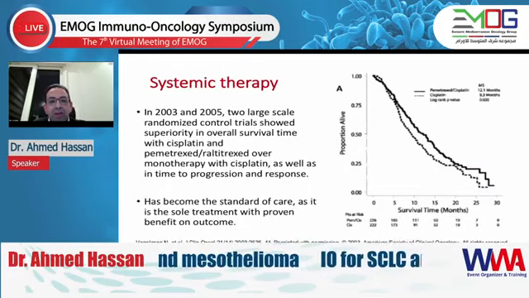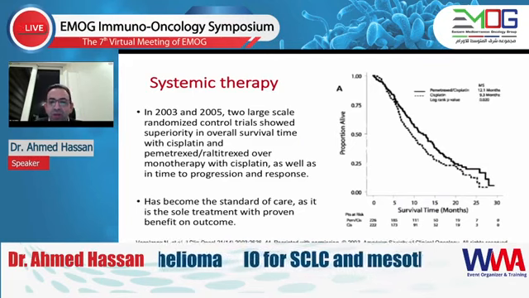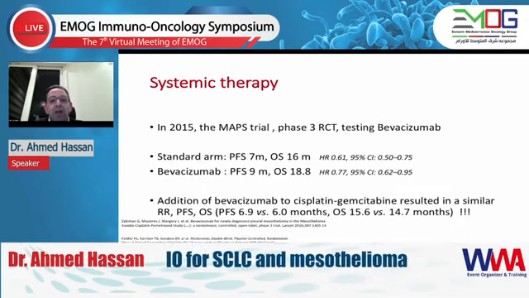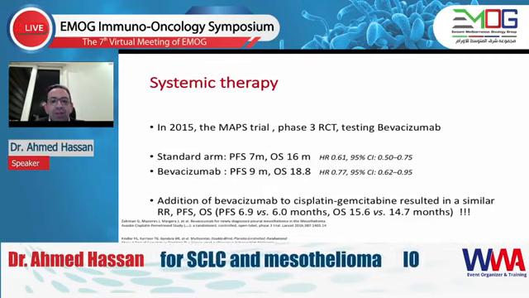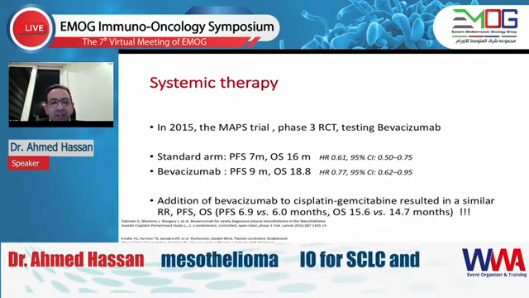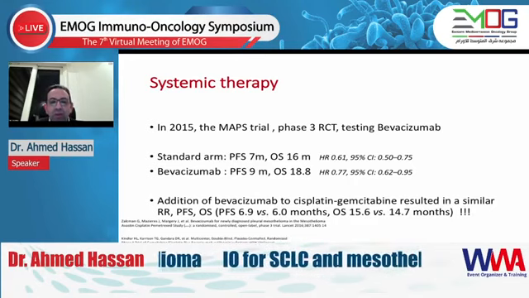So we know in mesothelioma that the standard of care is cisplatin and pemetrexed. We know this from the EMPHACIS trial, which showed a 3 months improvement in survival in comparison to cisplatin. But since then, there hasn't been much progress, really. In 2015, the MAPS group added bevacizumab. They elicited an improvement of 2 months in progression-free survival and almost 3 months in overall survival.